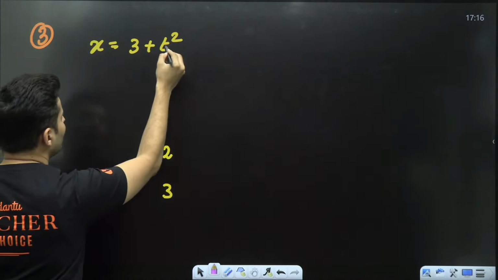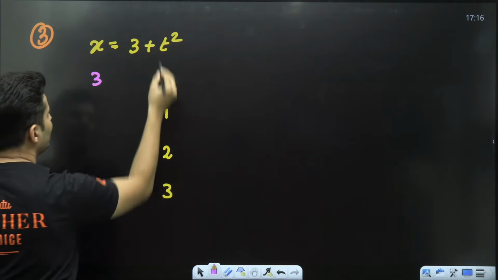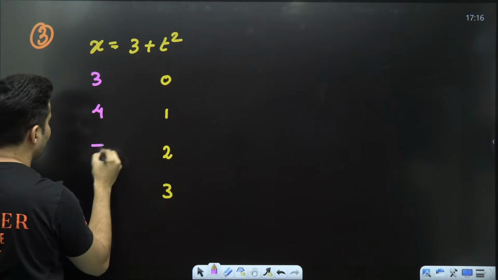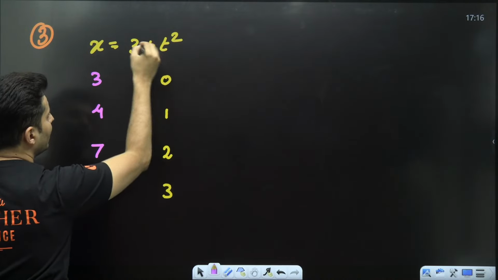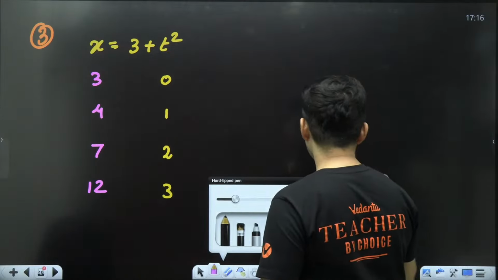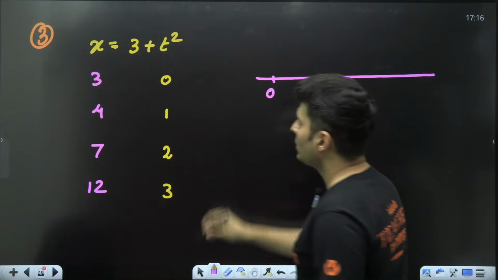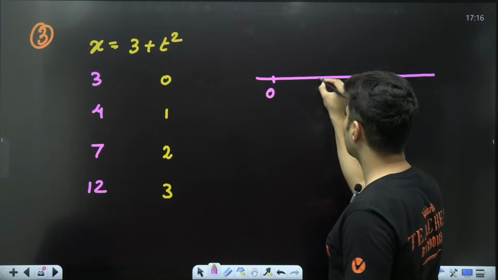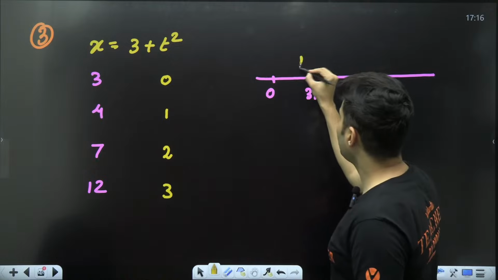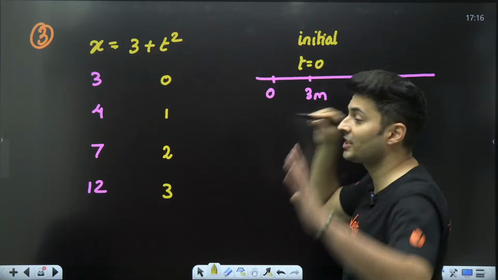At time 0, 0 square is 0, 0 plus 3 is 3. So x is 3. Time is 1, 1 square is 1, 1 plus 3 is 4. Time is 2, 2 square is 4, 4 plus 3 is 7. Time is 3, 3 square is 9, 9 plus 3 is 12. So if I think of the number line over here and this being the origin, at 0 seconds you are already at 3 meters. This is at t equals 0, initially, when you just started.